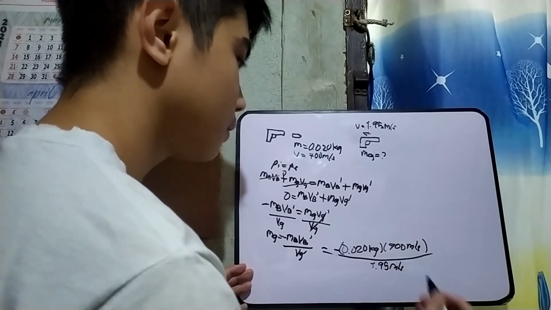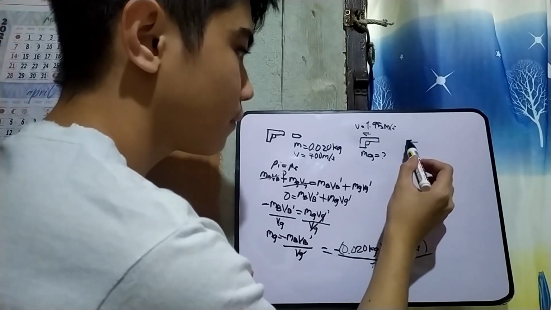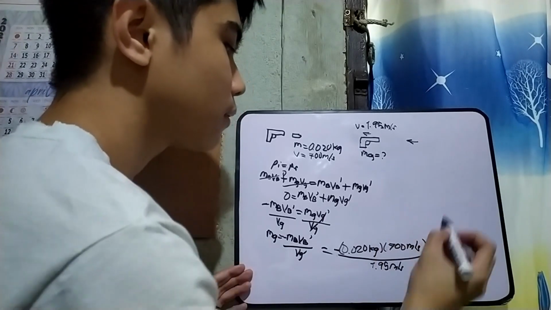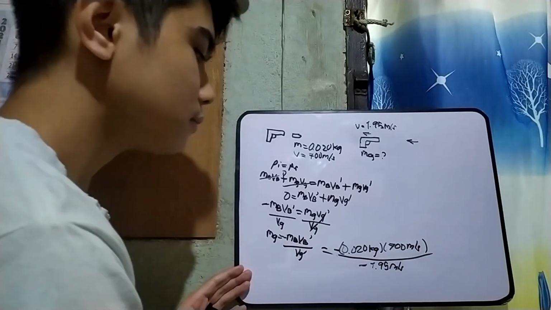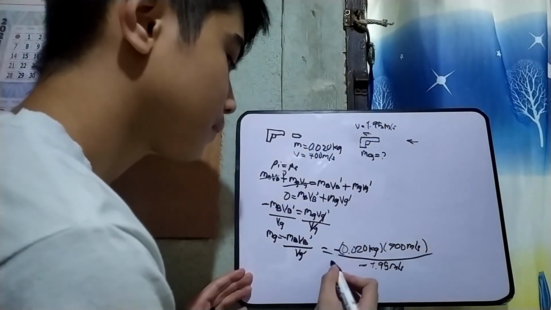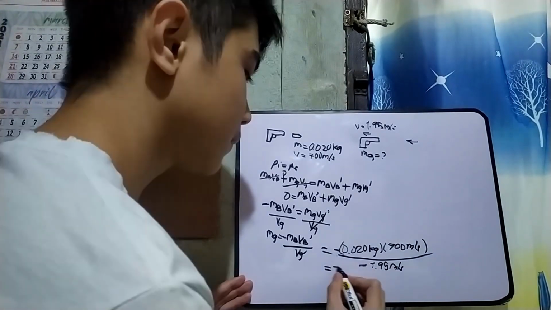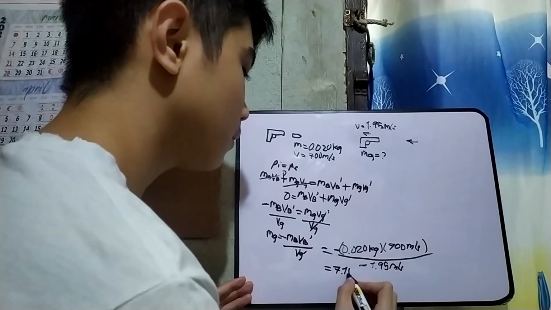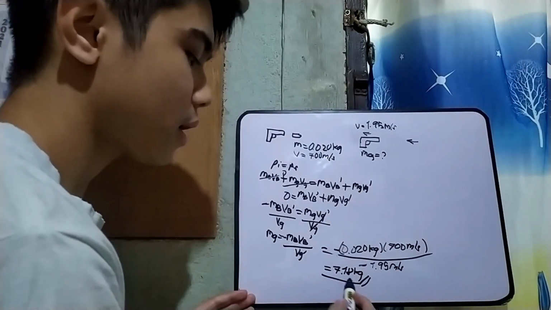meter per second. Since yung recoil is pupunta sa left direction, magiging negative na siya. So, ang magiging final answer ngayon dyan is equal to 7.18 kilogram. So, ito na yung mass ng gun.